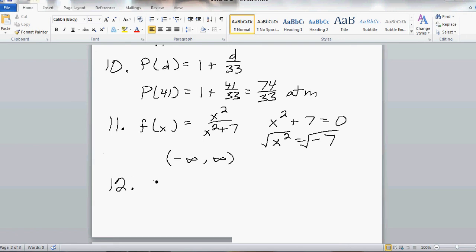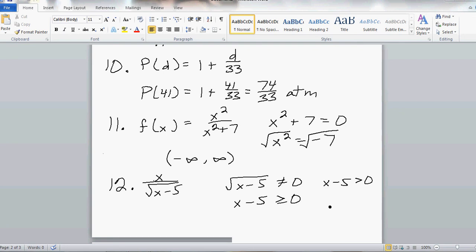F of x, we get this expression: x over the square root of x minus 5. Now, a couple things are really going on here. Basically, not only can the denominator not be 0, but what's under the root has to be 0 or bigger. So in other words, the square root of x minus 5 cannot equal 0, and at the same time, x minus 5 has to be greater than or equal to 0. Well, we can really combine these two different statements into this simple one. X minus 5 has to be greater than 0.